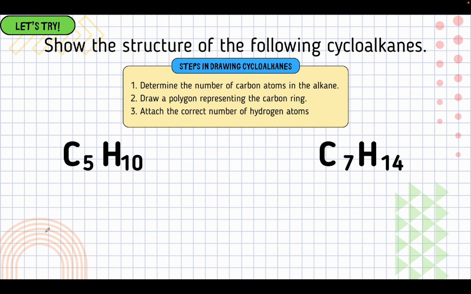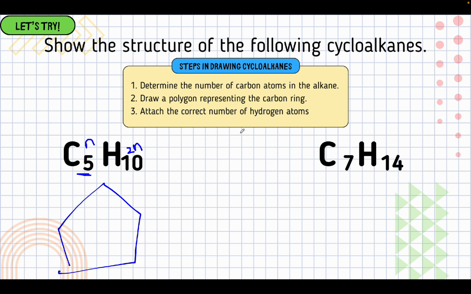Let's have an example. So here you have C5H10. So again, CnH2n. Right? Determine the number of carbon atoms. You have 5. Draw a polygon representing the carbon ring. 5 is a pentagon, so you draw a pentagon. Attach the correct number of hydrogen atoms.